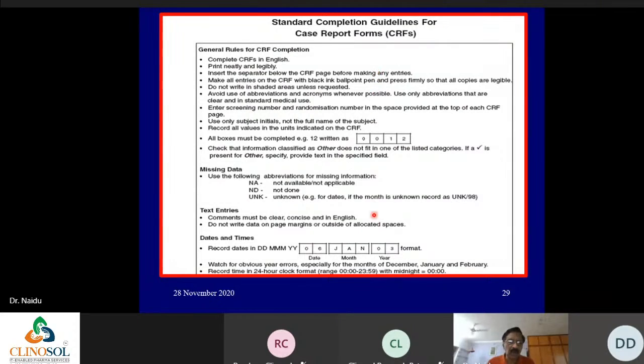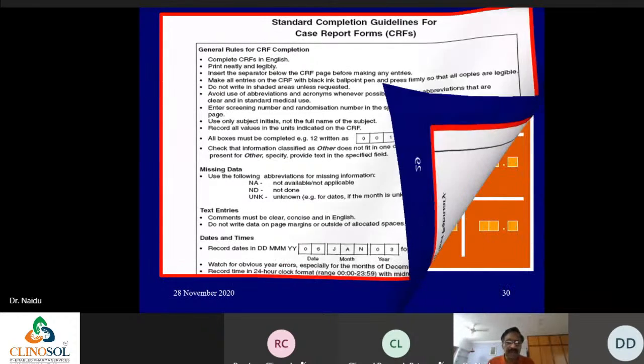This is the standard completion guideline. I don't want to go into detail. These are available and one can download and check. Non-availability, not done, unknown: these are the normal abbreviations which are used in case of missing data. So these are some of the things which are there. One can go and check the literature.